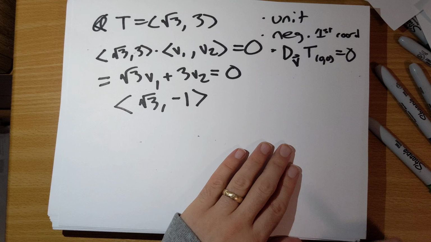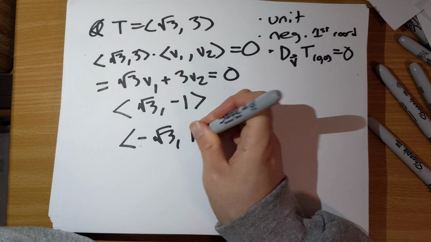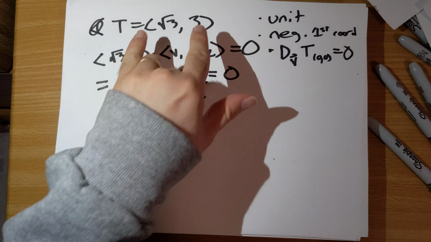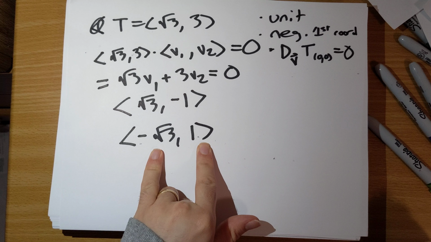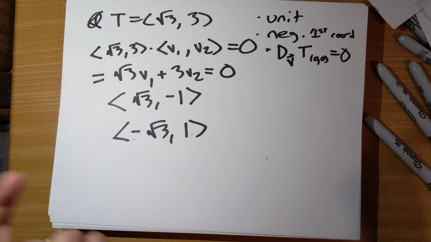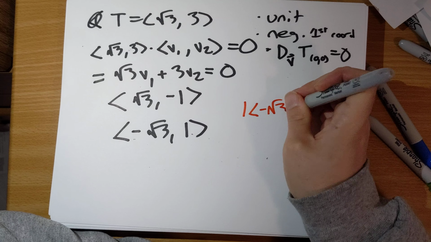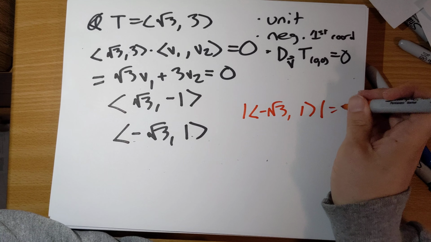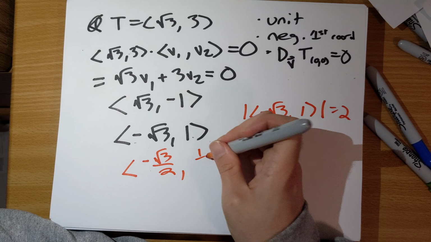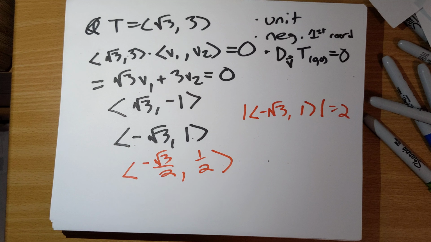Now, how do we get something that is a unit vector with a negative first coordinate? Well, realize that if we multiply this by -1, this dot this is still 0, and now we have a negative first coordinate. Finally, how do we turn it into a unit vector? The magnitude of this is 2, so all we have to do is divide the entries by 2, and we are done. So here is our answer.